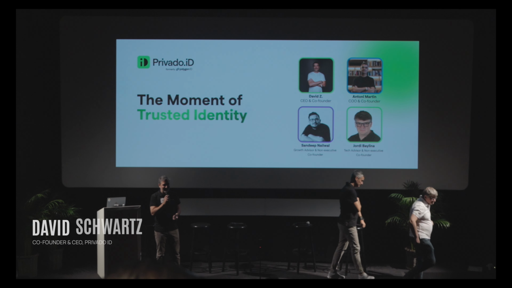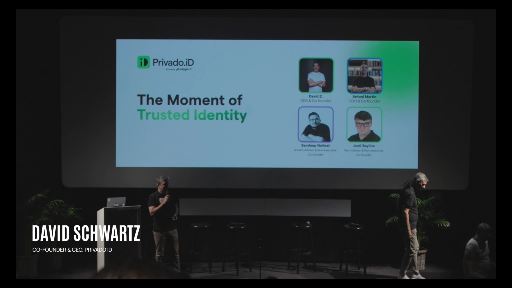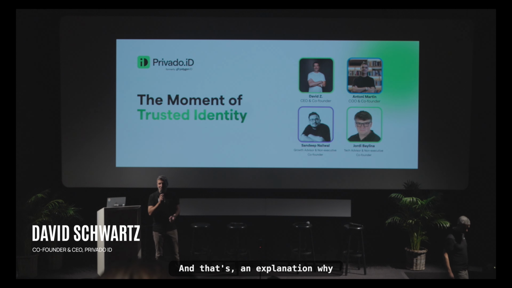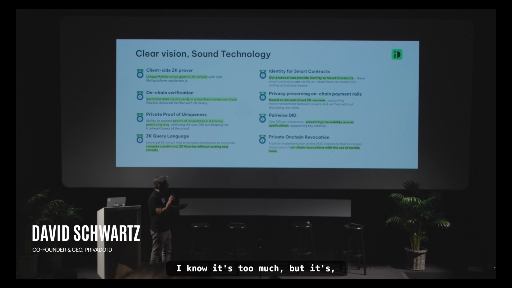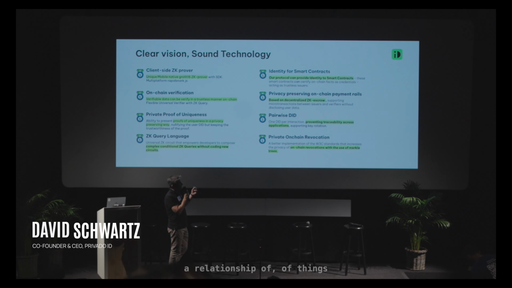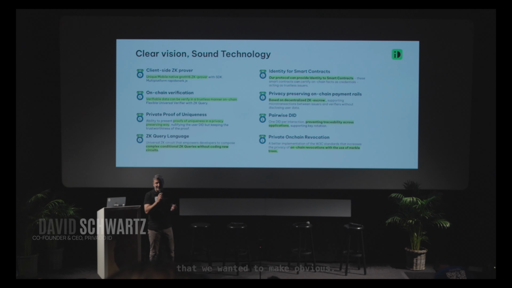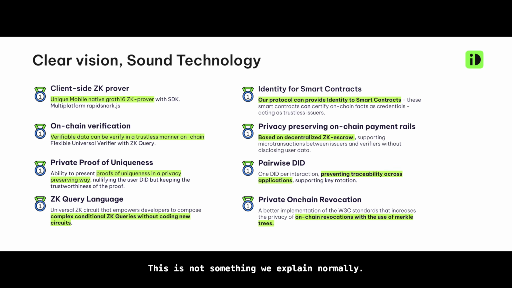I have a couple of slides I wanted to show you, and that's an explanation why this project is called Privado. And I know this slide is too much. Don't worry, I know it's too much, but it's a relationship of things that we wanted to make obvious. This is not something we explain normally. And Alex was explaining before the story of the bamboo. These are the roots. These are the roots why we are building on top of this, and this is why we think we can be very impactful now.